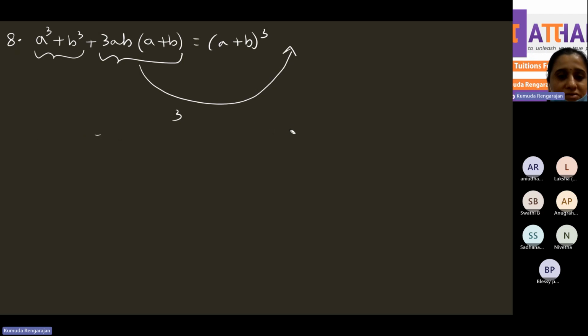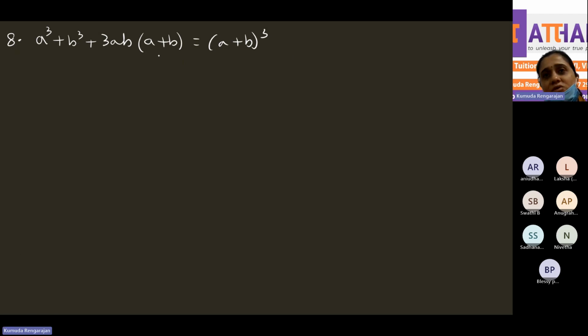If you cannot remember this identity, please remember this one. This is the original kind of. We all know this: a cube plus b cube plus 3ab into a plus b is equal to a plus b the whole cube. This we know. Now you can see a cube plus b cube here. Now you want to find what is a cubed plus b cubed. So you need to take this one to the other side.